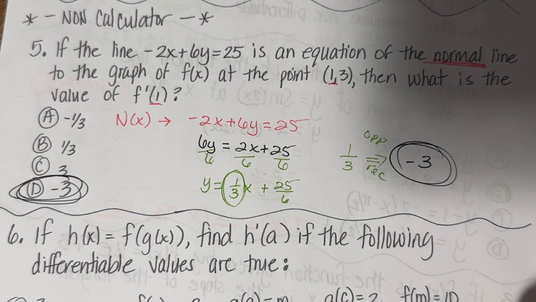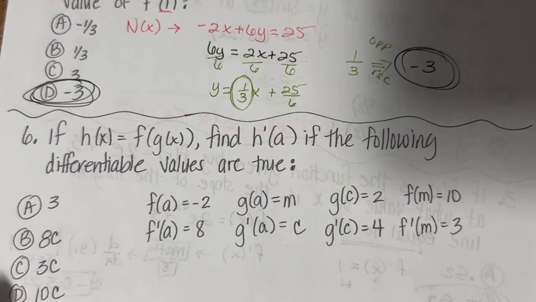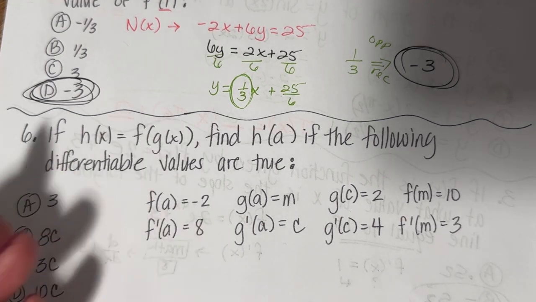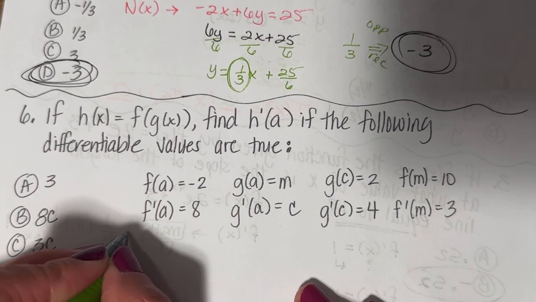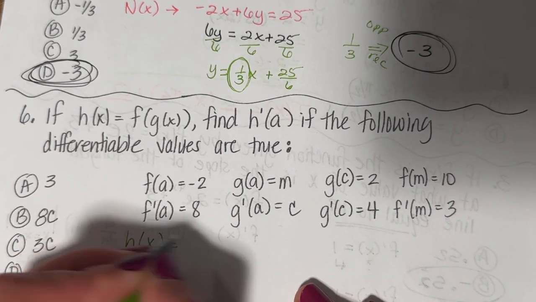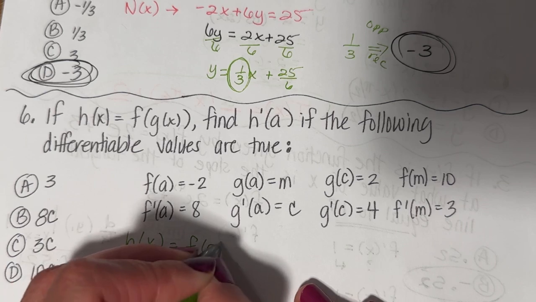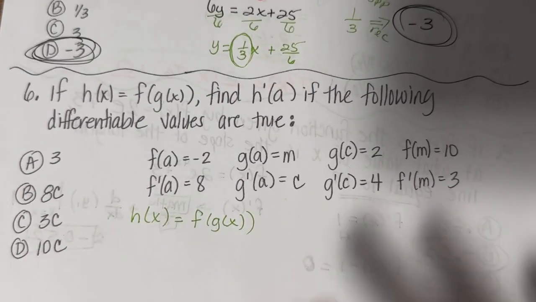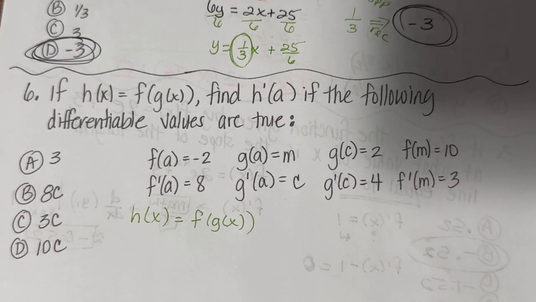Okay. All right, number 6, if h of x, these are my favorite, equals f of g of x, find h prime of a if the following differential values are true. All right, so we need to take the derivative of this function. So I'm going to start with h of x equals f of g of x.